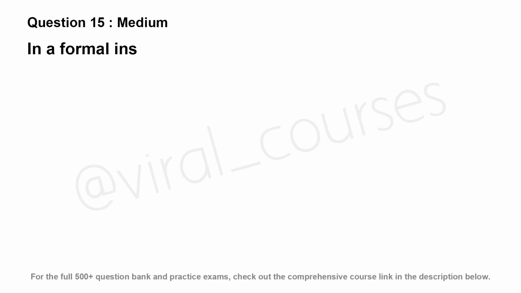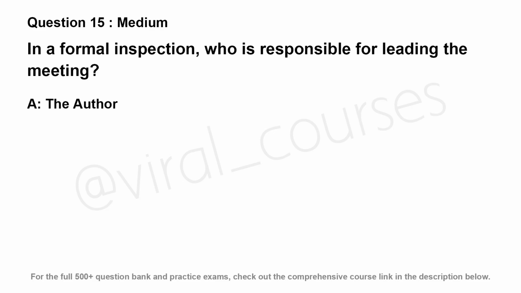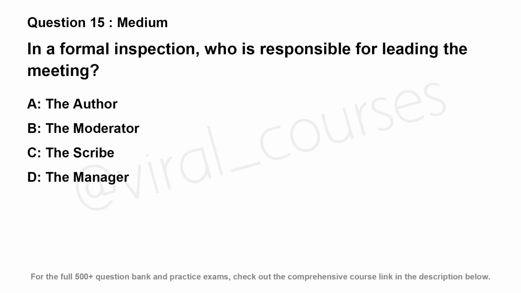In a formal inspection, who is responsible for leading the meeting? Option A, the author. Option B, the moderator. Option C, the scribe. Option D, the manager.